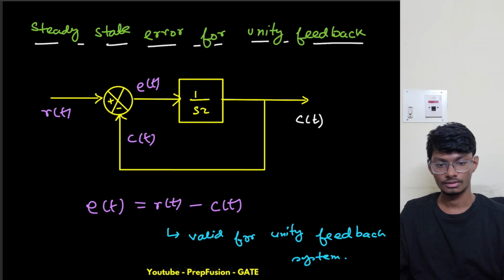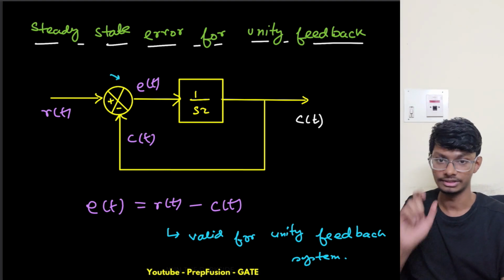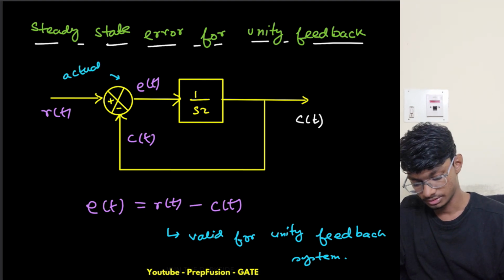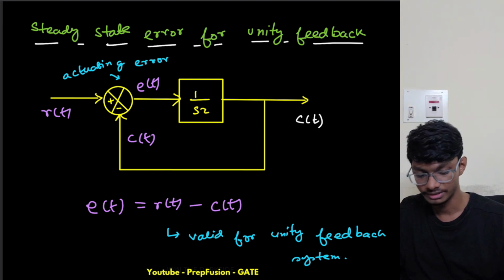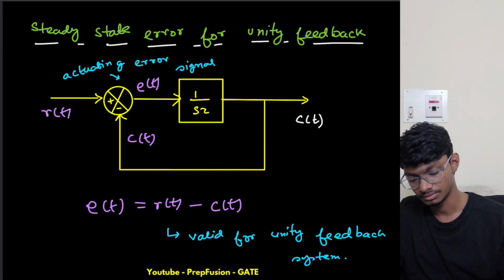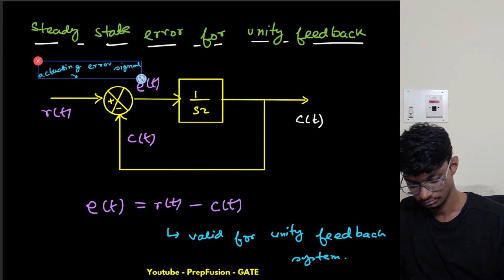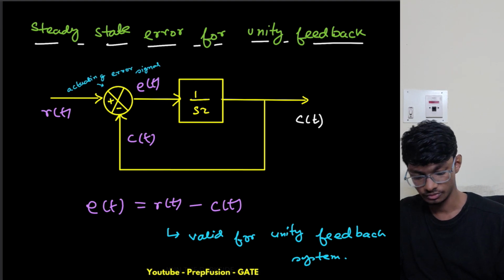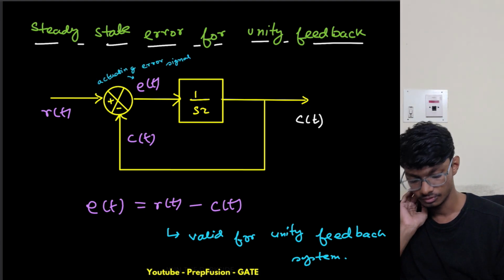Another name for this point is the actuating error signal. We will go into details when we study the steady state error, but for now, this is known as the actuating error signal, and we'll go into details later.